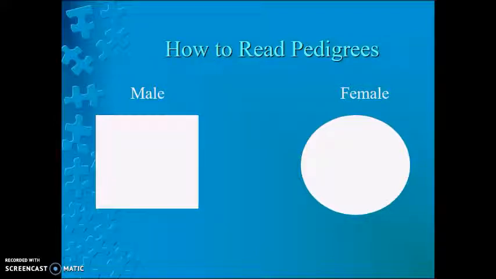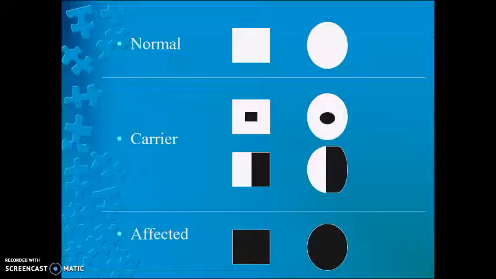Now, when you have a pedigree on the EOC, it's very likely that they are not going to give you a key. You are going to need to know these pedigree reading rules because it's standard. Okay, so a square is male and a circle is female. Now, if it's not colored in, so if it's just a blank circle or square, then that is an individual who is normal. They don't have the disease that you're studying. If you have the square or the circle colored in, like down here, then they have the disease or trait that you are studying. Okay?